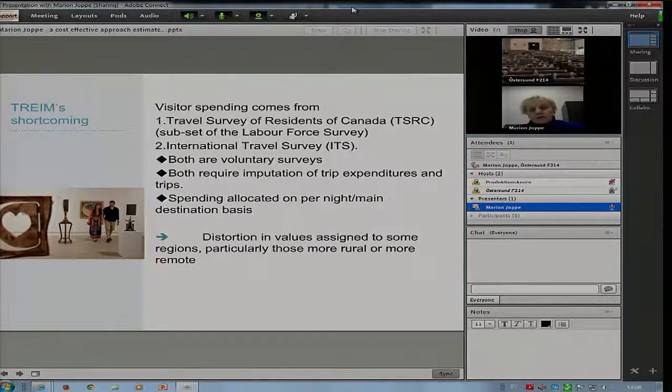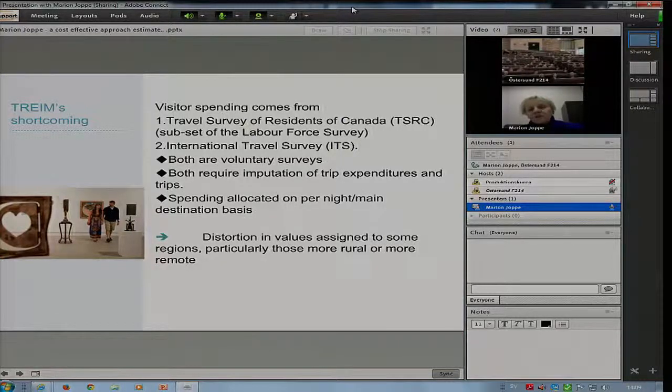The problem is that in both instances, spending information is very poor, and it is essentially reallocated based on where the visitor said that they went. Now, we all know that with rural regions, they often do not remember the names of towns that they went to, and so the larger communities are always overrepresented, and the imputation of trip expenditure for rural areas is particularly difficult.